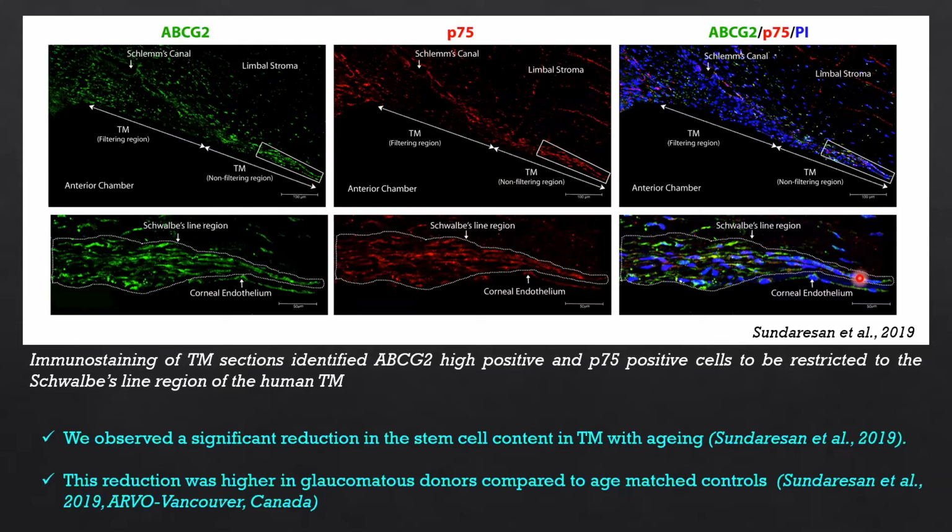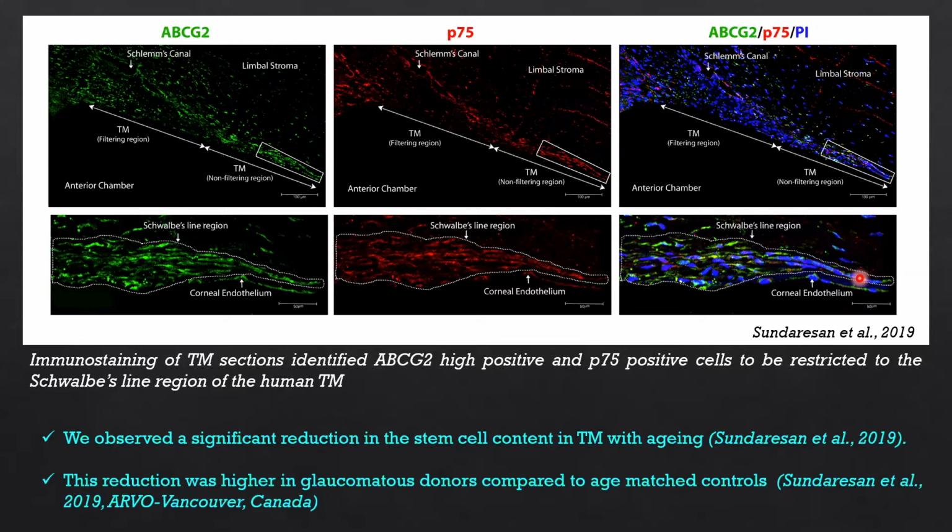And upon quantifying these stem cells, what I found with aging is there was a reduction. I had 3 age groups: below 30, young age; 30 to 60, middle age; and above 60, the older age group. With aging, when I counted the ABCG2 and P75 cell count, I found a reduction. Just like satellite cells, just like germline stem cells, there is a reduction.